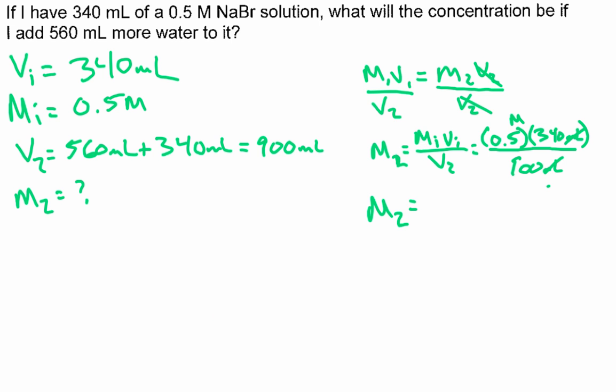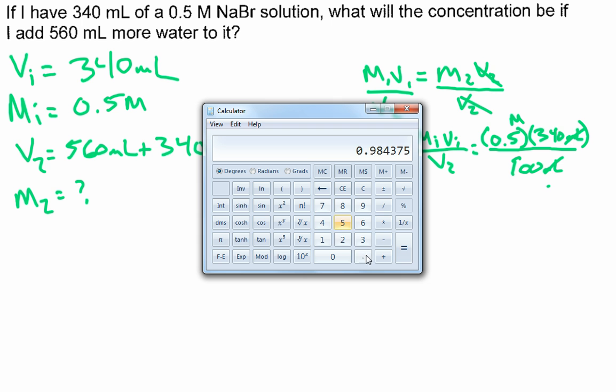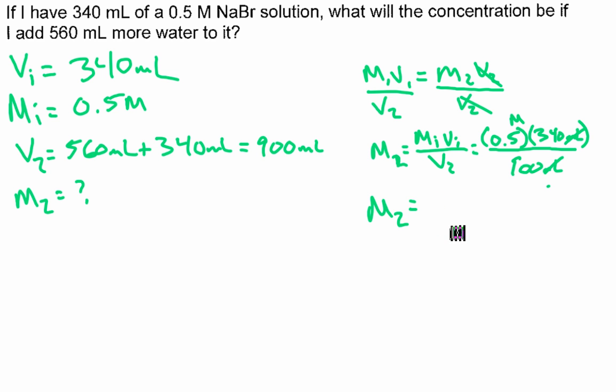So let's plug this into the old calculator. We're going to do 0.5 times 340, and then we're going to divide that answer by 900, and we should get about 0.19 moles per liter. Let's see if this answer makes sense.